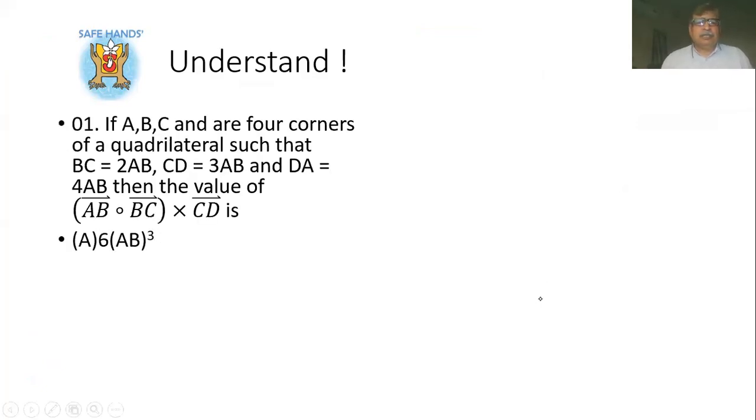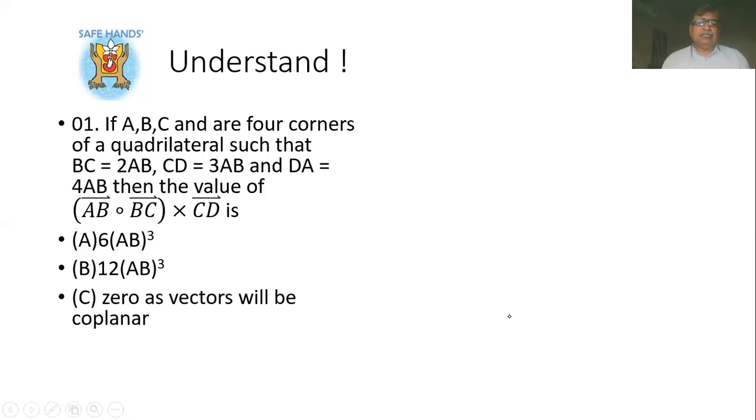What was given was A, B, C, and D are four corners of a quadrilateral, such that BC is 2 times AB, CD is 3 times AB, and DA is 4 times AB. Then the value of... many a times we generally create a feeling that this is scalar triple product. Now 4 points are there. They are the corners of quadrilateral. Quadrilateral is a planar figure. So the answer we expect as 0 because the vectors will be coplanar.